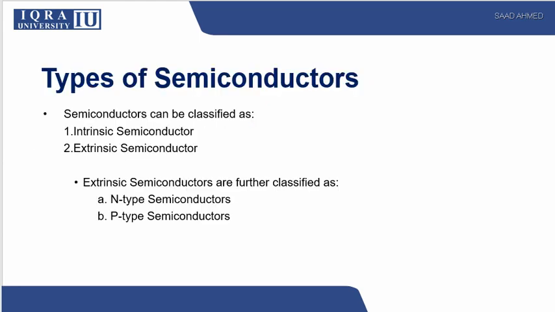Okay, in the last lecture we discussed different types of materials, the conductors, the insulators, and the semiconductors, and our main topic is semiconductors, which have four valence electrons, and they belong to group 4 in the periodic table. You can go and check it out.